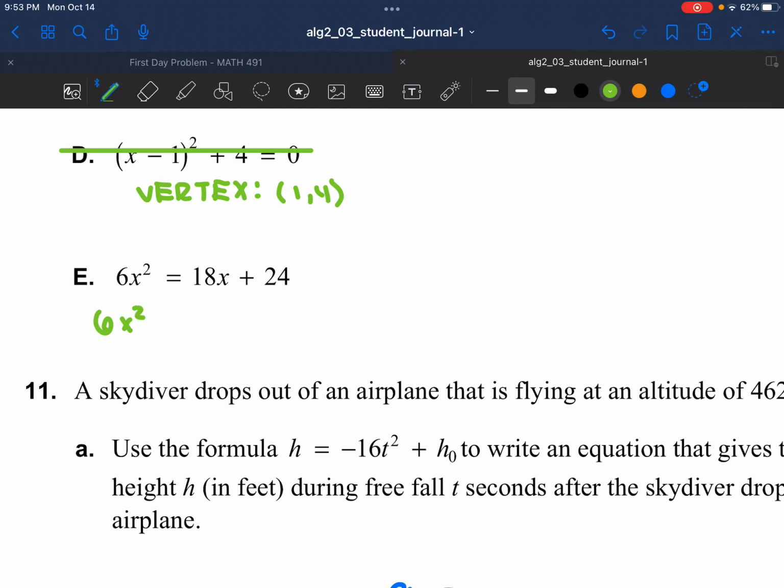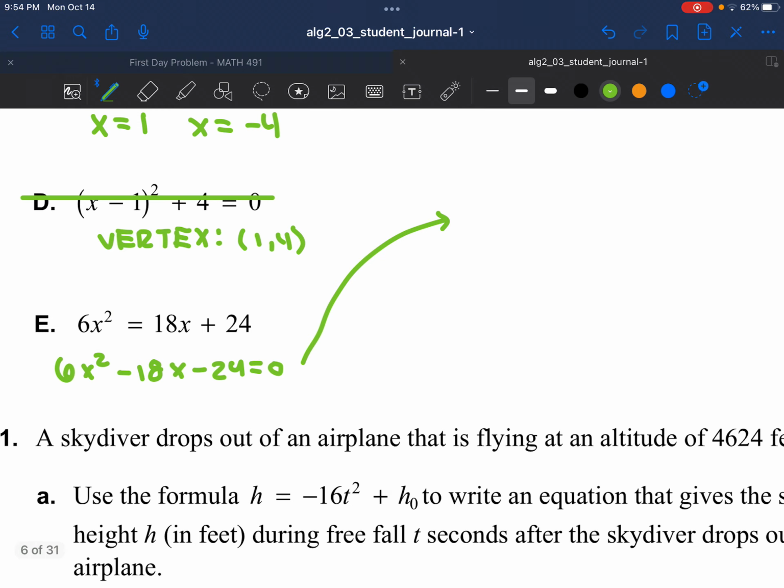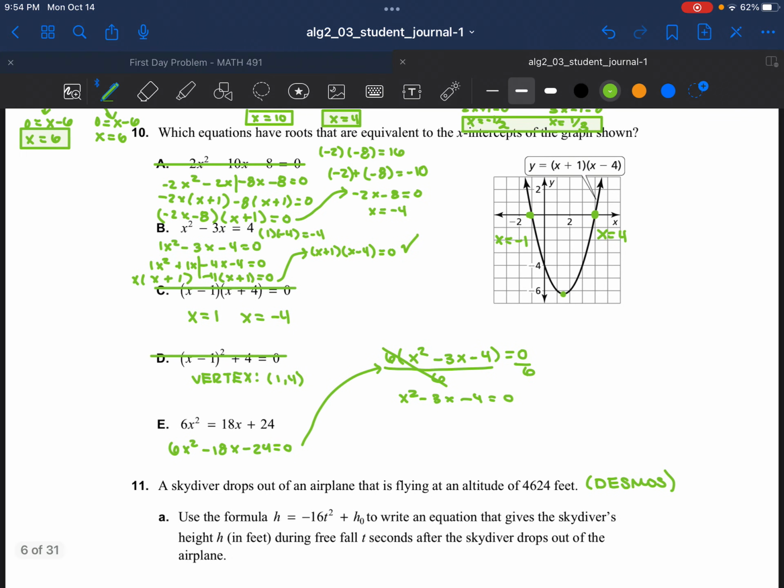And let's check this last one. This one's going to be 6x squared minus 18x minus 24 equals 0. I am going to move this one up here so we have more room. 6 times 24, that is a lot. So let me see if I can't pull a 6 out. So I have 6 times x squared minus 3x minus 4 equals 0. I can divide everything by 6 to get rid of that 6 for now. So that'll be x squared minus 3x minus 4 equals 0.